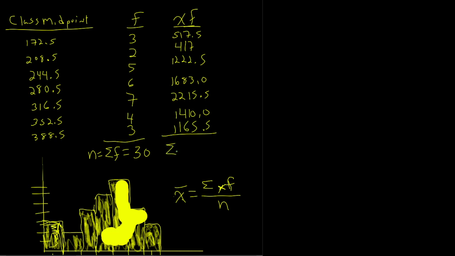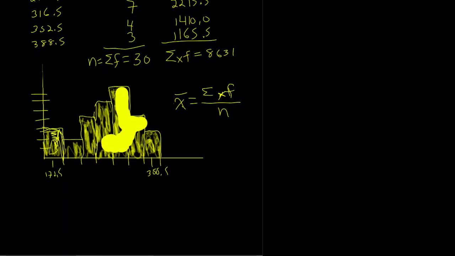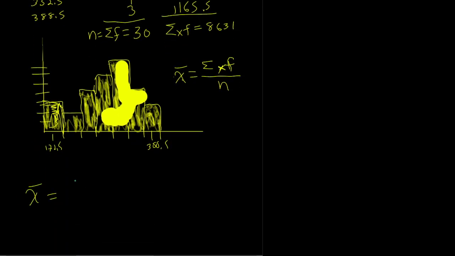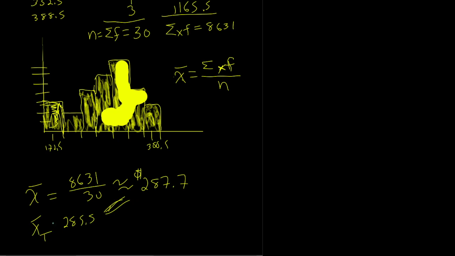And so the sum of x times f is adding up this column, and we get 8,631. So the mean from this frequency distribution is going to be 8,631 divided by 30, or approximately 287.7. And this was dollars, right? Because it was the out-of-pocket expense. Now, if you go back to the original data set and you add it all up, you had 285.5. So notice these are not the same. And I'll say that's the true mean. I'll give it a T for true mean.